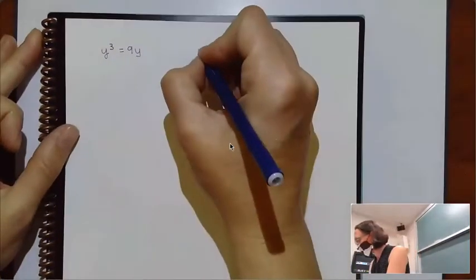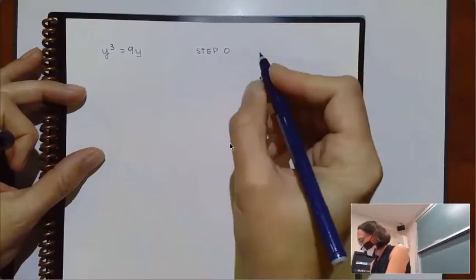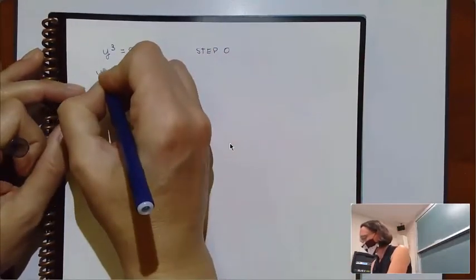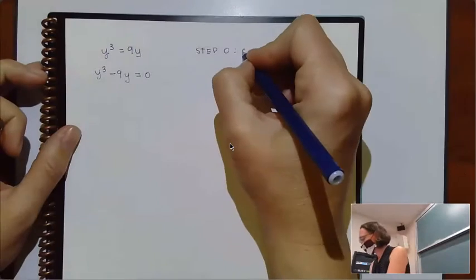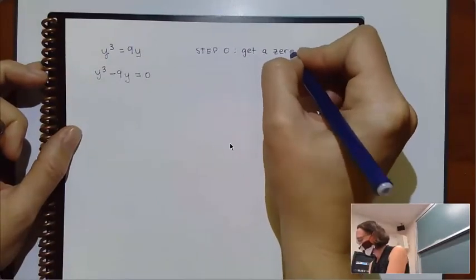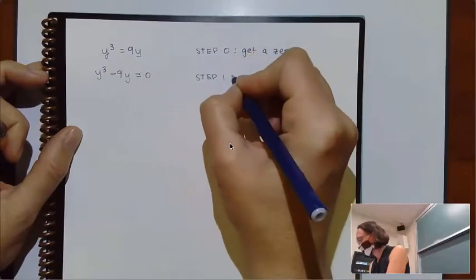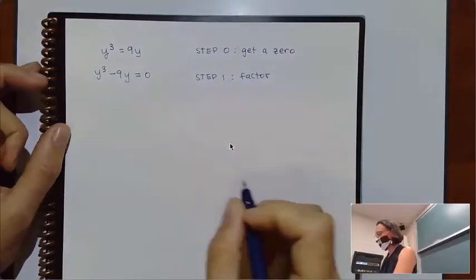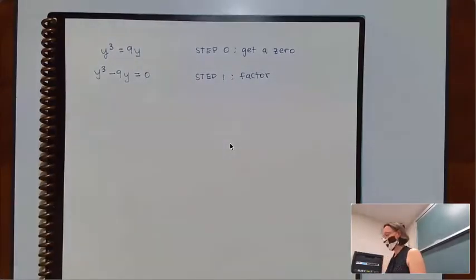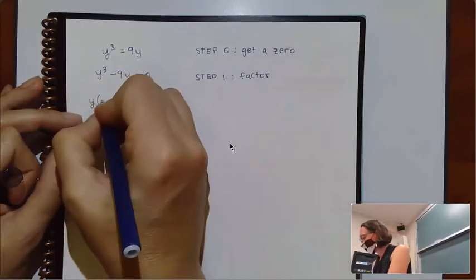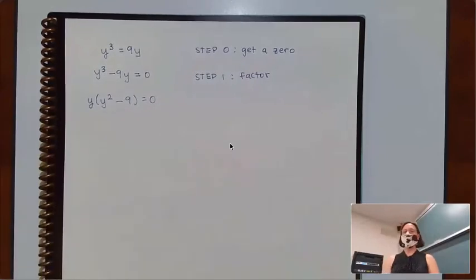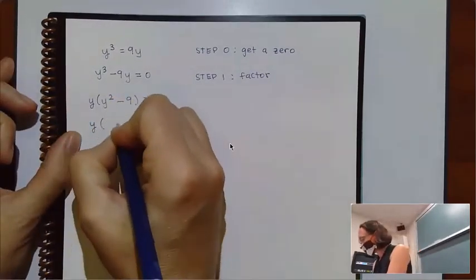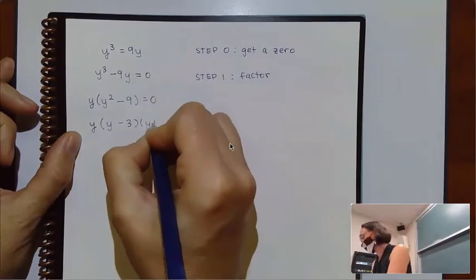So my step 0 is to get a 0. I'm going to take that 9y and subtract it from both sides. Now I get to move on to step 1, which is to factor. I'm looking for the greatest common factor, and these both have a y. When I pull out a y, ta-da, now I am left with a difference of perfect squares. Since I'm left with a difference of perfect squares, I already know that's going to factor as y minus 3 times y plus 3.